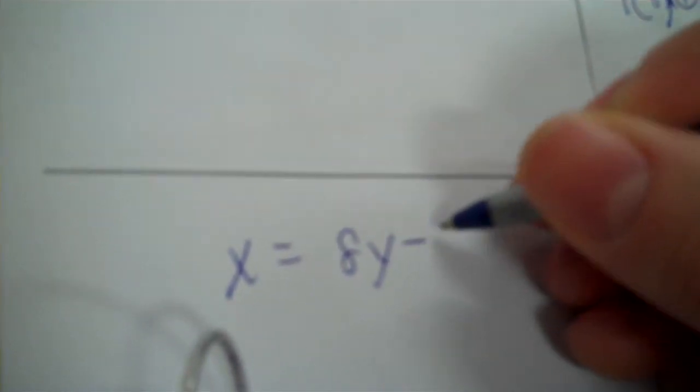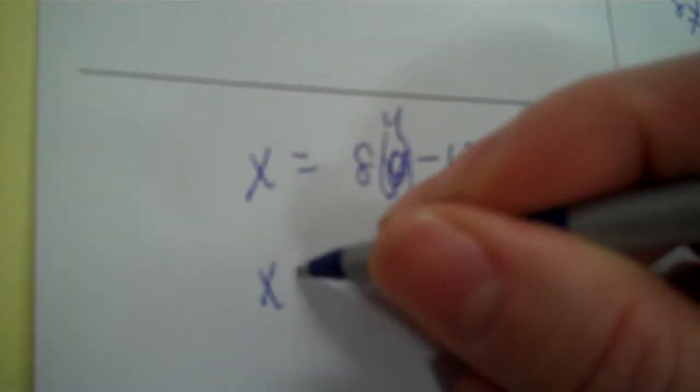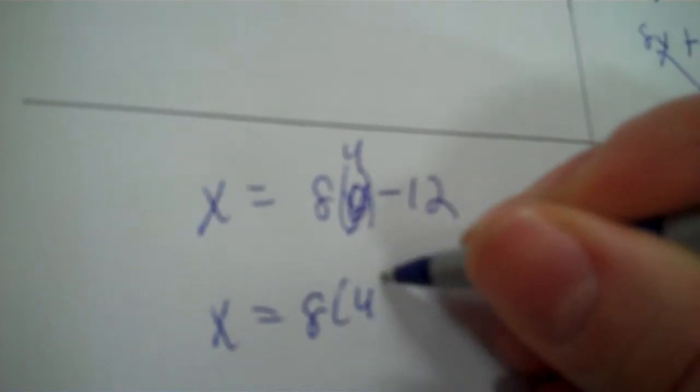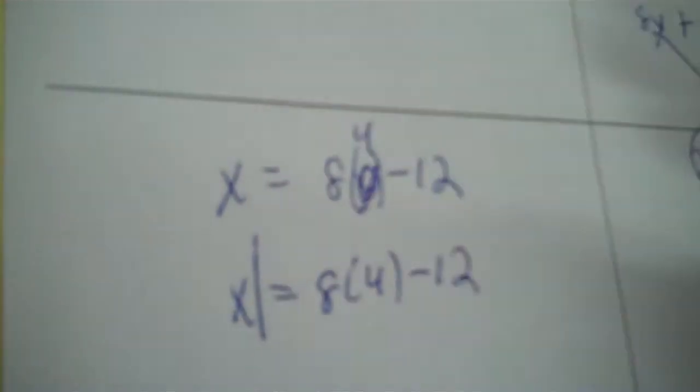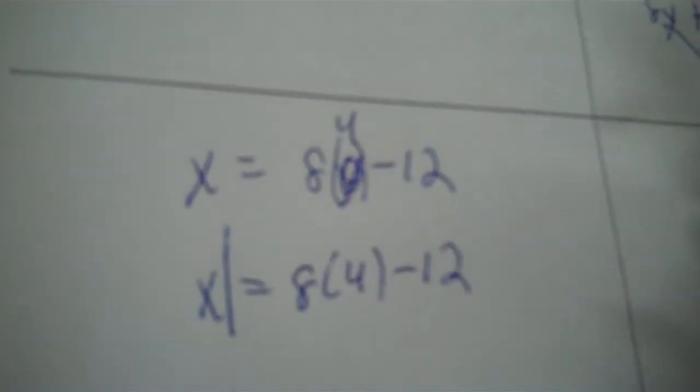Okay, now I solve for x. I use the equation that's got the x by itself, so x equals 8y minus 12. So 4 is going in for y now. So x equals 8, parentheses 4 minus 12. So x is here all by itself. I just got to do the operations.